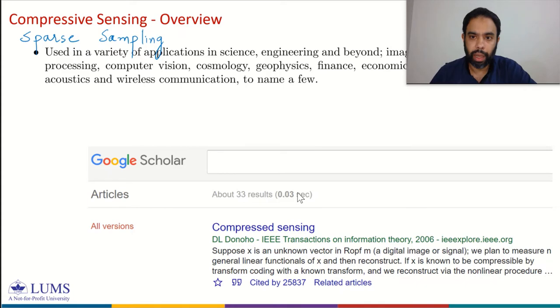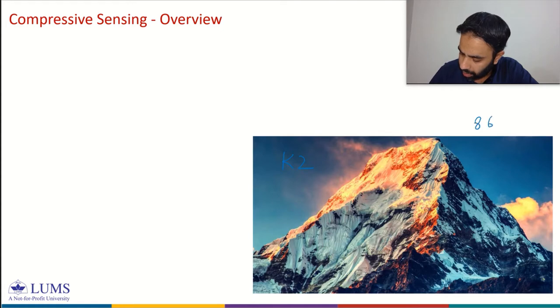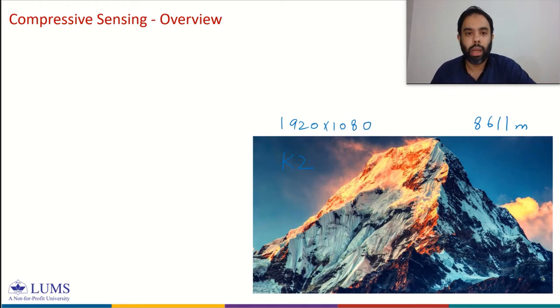Before we formally define compressive sensing, let's look at the image of K2. This is the K2 mountain, which is in the northern areas of Pakistan, and this is the second highest peak in the world, around 8611 meters high. On my computer, this image is stored as, say, 1920 times 1080 pixels. And since this is an RGB image, to store one pixel per color, if we use 8-bit coding, we need 1 byte of storage.